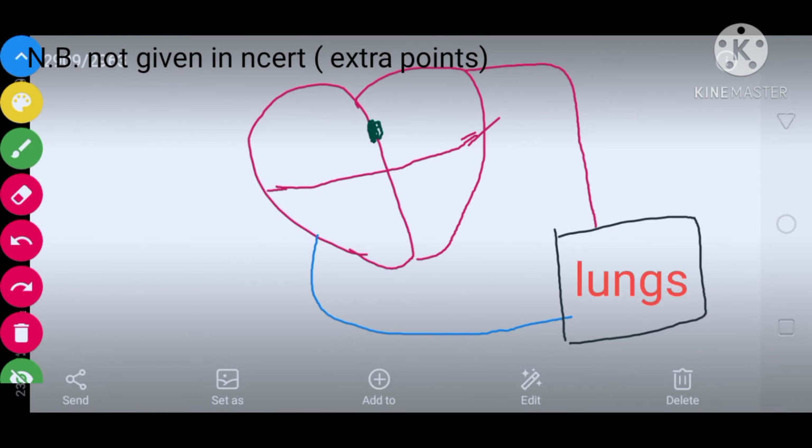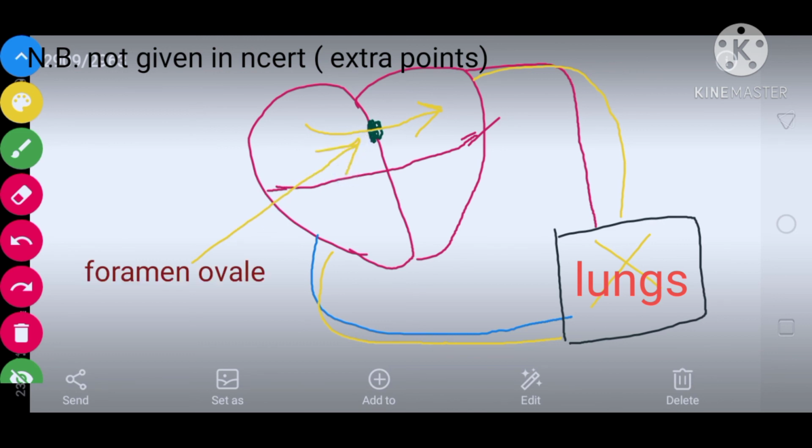Now, everyone should note that during embryonic life, lungs are not functional. That means there will be no exchange of gases, and hence the entire process of the circulation of the blood from pulmonary artery to the lungs and to the pulmonary vein becomes useless, as there will be no exchange of gases. So the heart always tries to shunt the blood from the right atrium directly to the left atrium via an opening known as foramen ovale. The remnant of the foramen ovale in adult human is known as fossa ovalis.